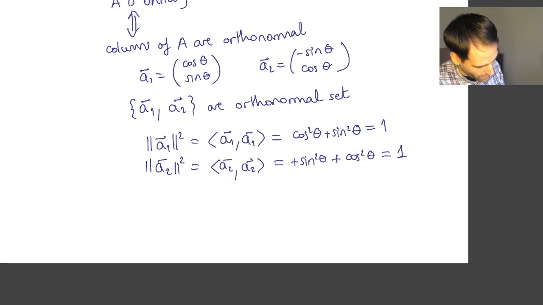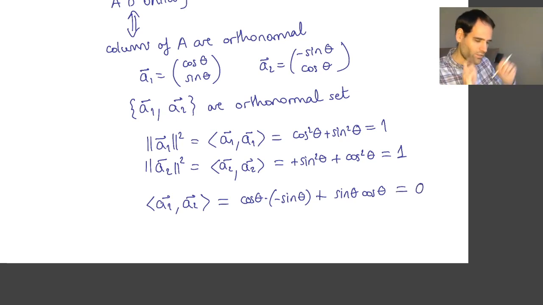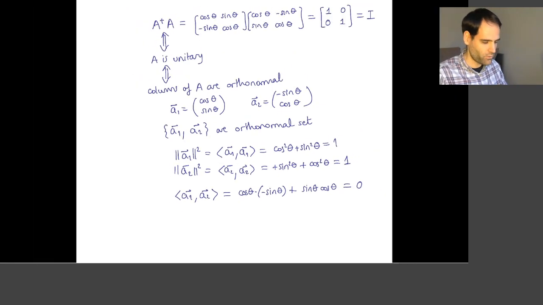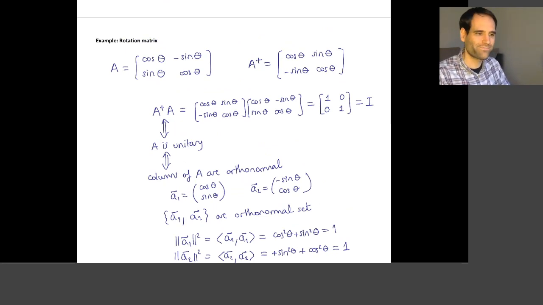And what about the angle between A1 and A2? Are they orthogonal? A1 inner product A2 is the dot product between them, so that would be cosine theta times minus sine theta, plus sine theta times cosine theta, and this is equal to 0. So they are orthogonal to each other, and they have unit length. Therefore, they are an orthonormal set. So you can see how the rotation matrix is an example of a unitary matrix.